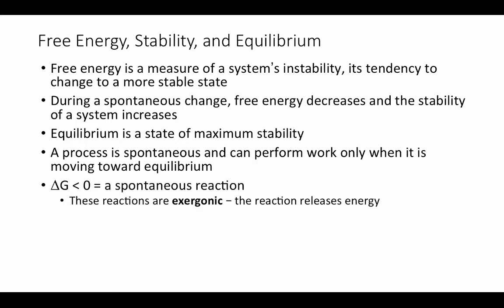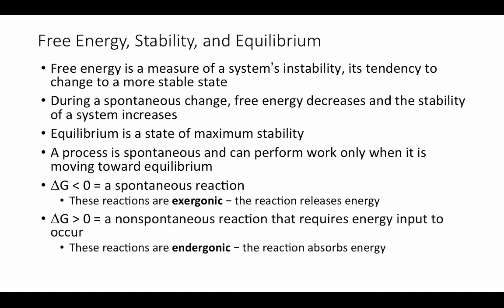Delta G less than 0 is a spontaneous reaction, and we call these reactions exergonic. So that means that the reaction releases energy. And reactions with delta G greater than 0 are non-spontaneous reactions that require energy. So it's going to be energy absorbing in order for that reaction to occur. And we call these reactions endergonic. The reaction absorbs energy.